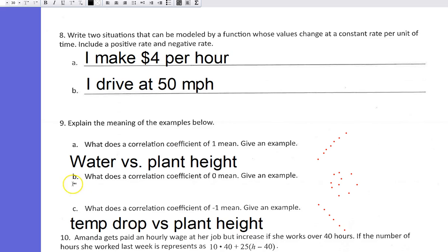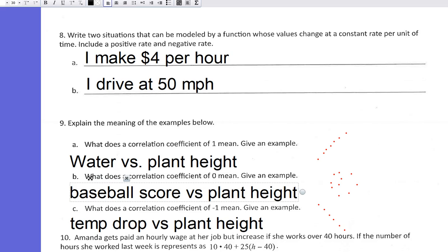What are two things that don't have anything to do with each other? What doesn't have any effect on plants? Baseball score versus plant. The score in the baseball game does not affect the plant height at all, so that's not a correlation. This is positive correlation, one thing goes up, the other thing goes up. This is negative correlation, one thing goes up, the other thing goes down. This is no correlation. One thing does not affect the other thing.